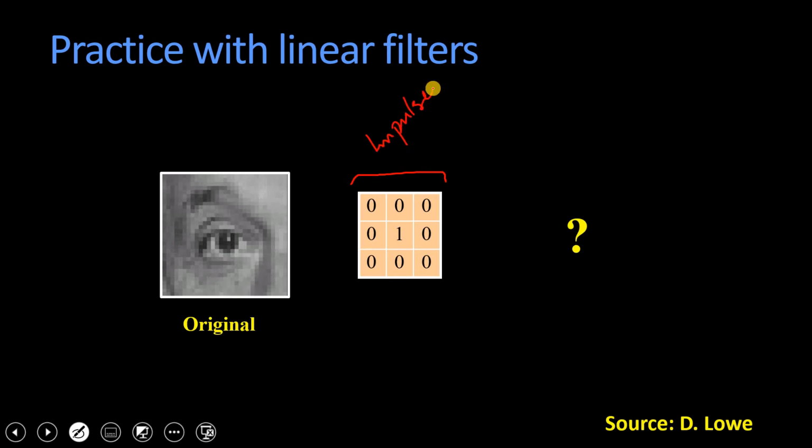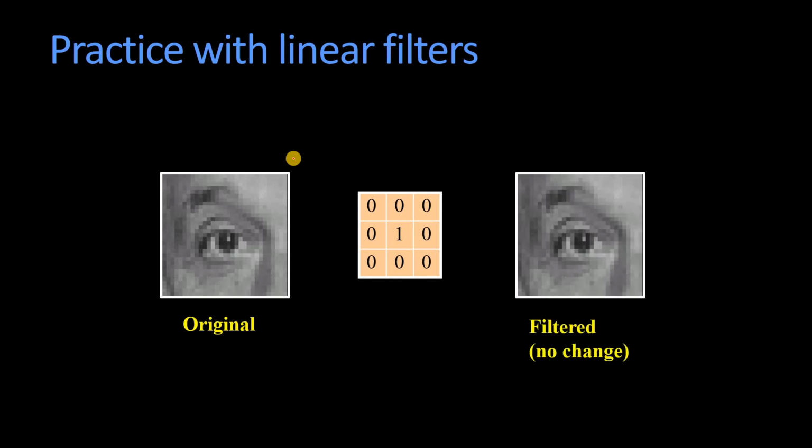So this was a quiz given before. If you correlate an image with the impulse, what will be the output? The answer will be the original signal, no change at all. Why is there no change? Just try to imagine. You take the value 1 and you take the average. Every place it will give you the same pixel, no change.